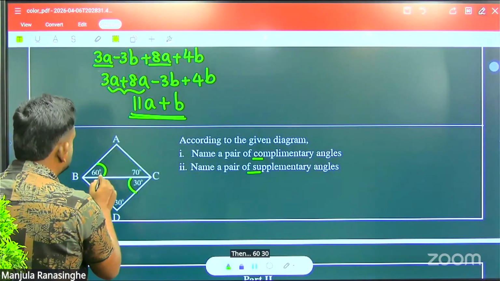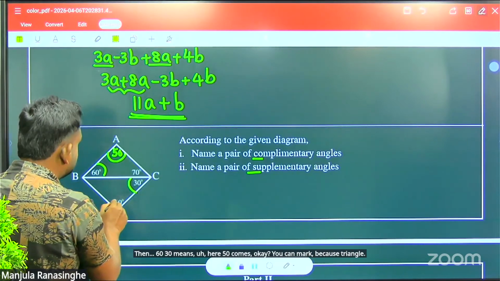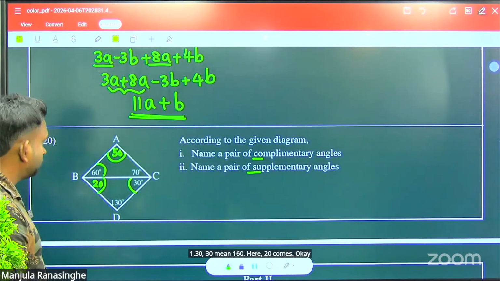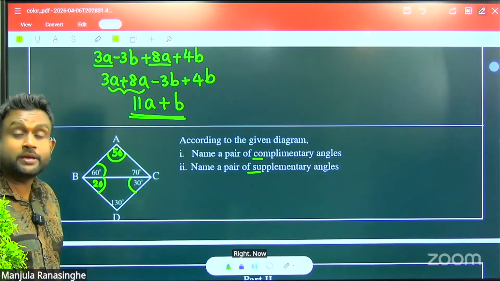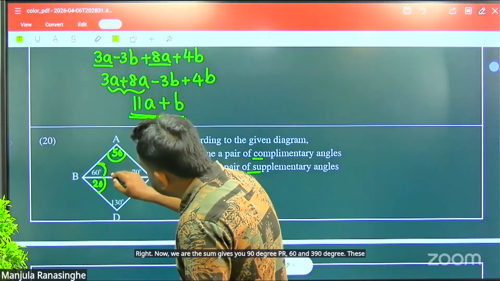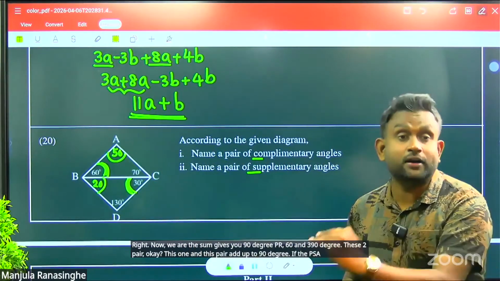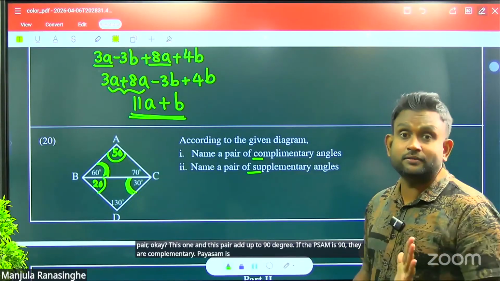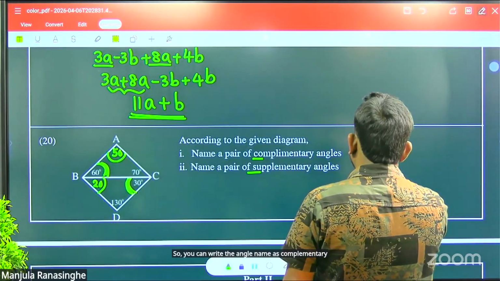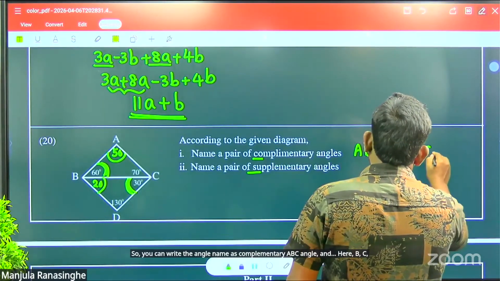60 and 30 means here 50 comes. You can mark it because of the triangle. 130 and 30 means 160, here 20 comes. Right. Now where the sum gives you a 90 degree pair, 60 and 30, 90 degrees. These two are a pair. This one and this one add up to 90 degrees. If the pair sum is 90, they are complementary. If the pair sum is 180, supplementary. So you can write the angle names as complementary: ABC angle and BCD angle.